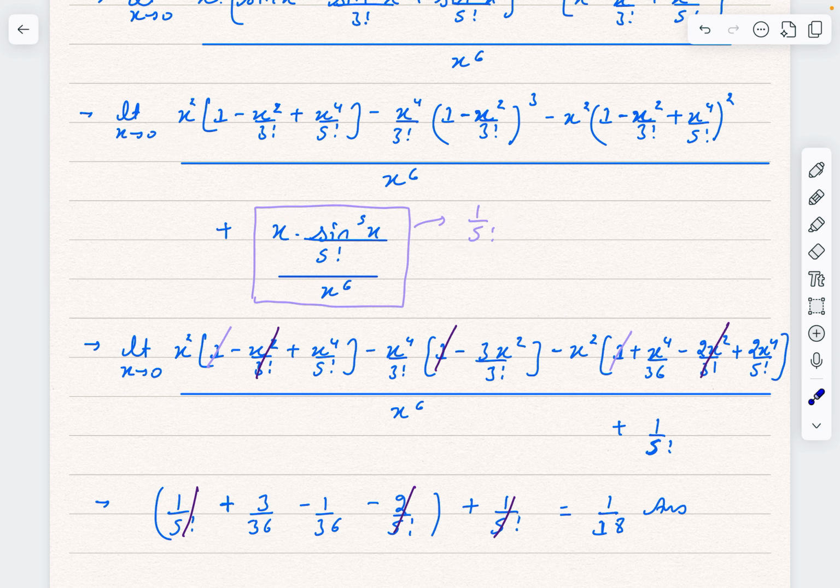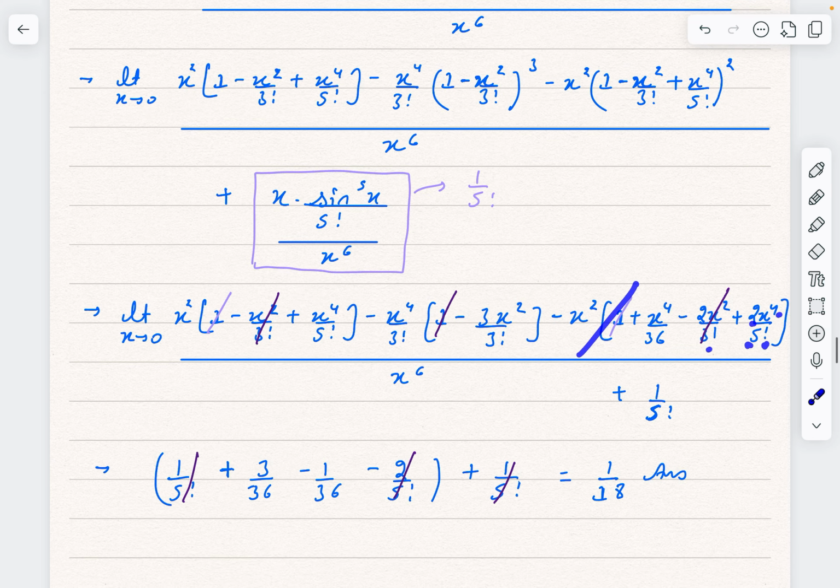Now when you just expand all these things, see here when we open the cube, we don't need higher power, we just need up to x square only, so it will be 1 minus 3x square by 3 factorial. Here we use the formula of (a plus b plus c) whole square, and we need these terms. It'll be like a square and b square. C square will not be required, it becomes x power 8. And then 2ab, 2bc, you get minus 2x square by 3 factorial plus 2x power 4 by 5 factorial. So these terms will be required.